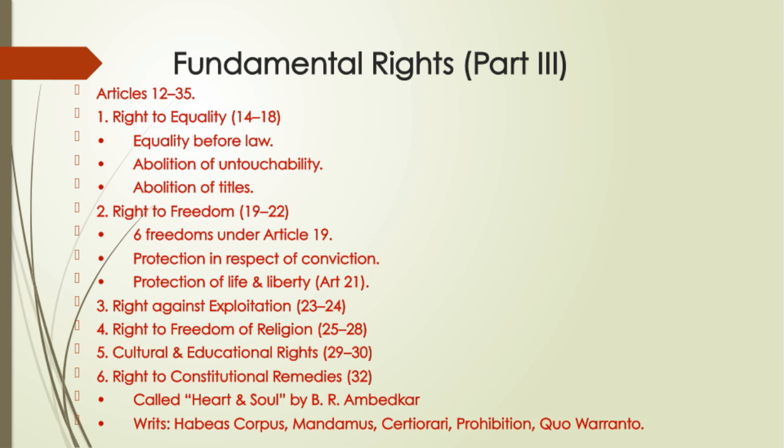This right allows citizens to approach the Supreme Court or high courts if their fundamental rights are violated. It provides remedies through writs like habeas corpus, mandamus, certiorari, prohibition, and quo warranto. These provisions collectively uphold the fundamental rights that empower citizens and protect individual freedoms within our democratic framework.